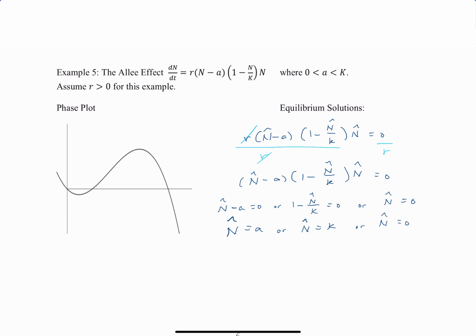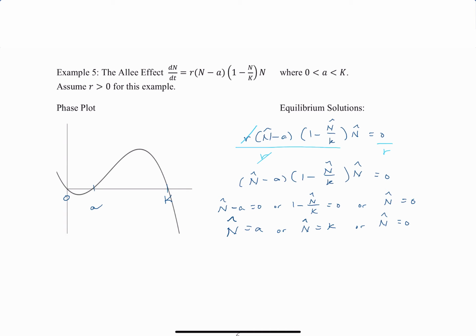So we can label our equilibrium solutions 0, A, and K. Now, how do I know which of the two non-zero ones are A and K? Notice that we were told that A is less than K. So that's how I knew to make the one furthest to the right K and the one in the middle A.